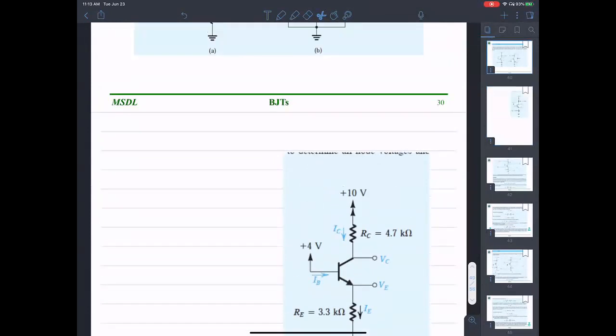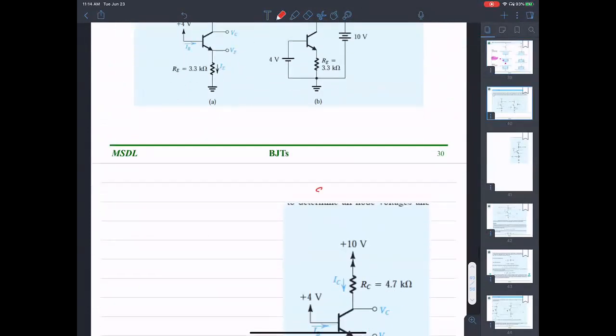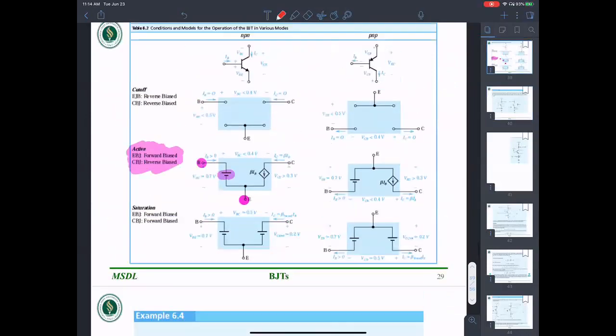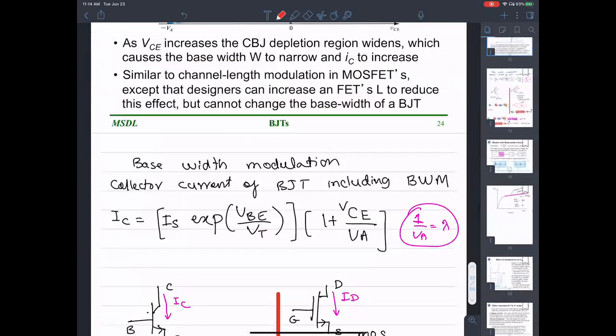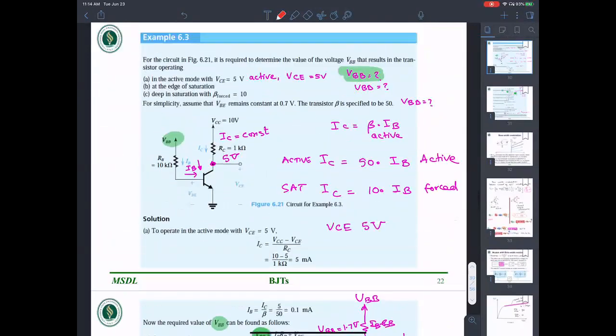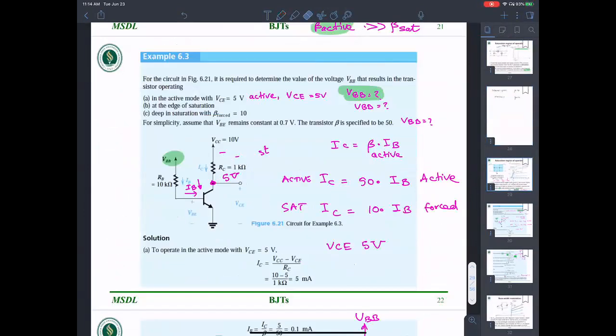As a comparison, this is example 6.4. Let's compare this to the earlier problem that we did, this one over here. Let's copy it over here.